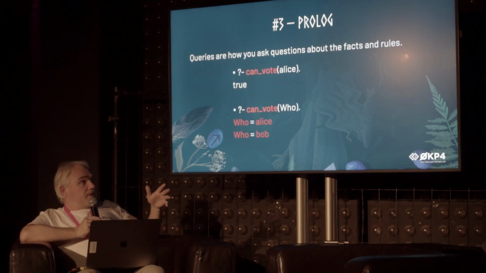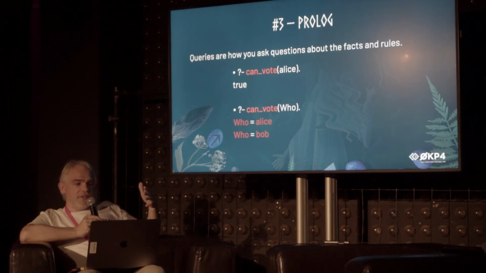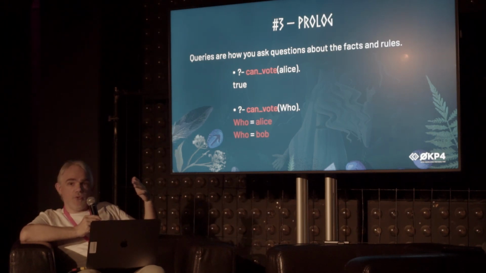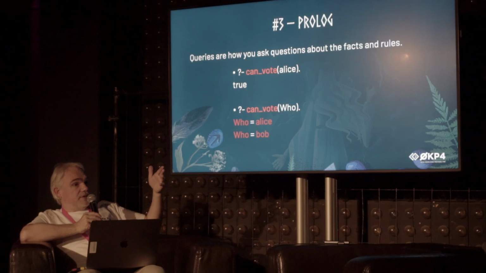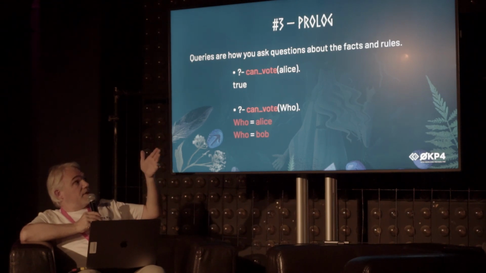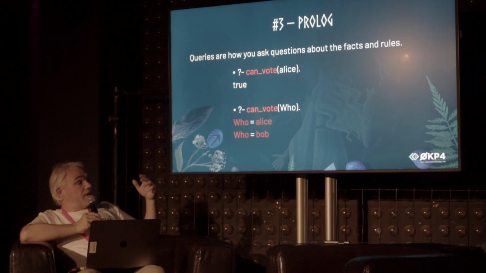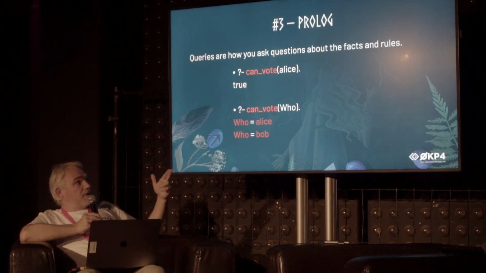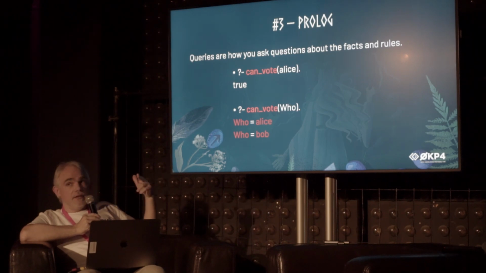And finally, we have queries. This is the way we ask questions about facts and rules to the system. Here we're asking if Alice can vote, and the system responds yes, because this is a fact. So Alice, as a member of the council, can vote. And of course, we can use an open question, so we can ask the system for which values of the variable the predicate CanVote can be true, and the system responds yes, it's true with Alice and Bob.